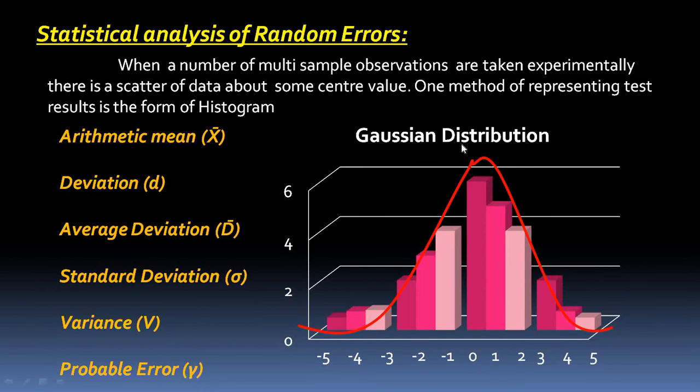Using the Gaussian distribution curve, we will calculate the probable error of the random error. For that, we have to calculate the following terms: arithmetic mean, deviation, average deviation, standard deviation, and variance, and then we can calculate the probable error. This is our Gaussian distribution curve. The number of readings taken are plotted like this. Here the x-axis is the number of readings taken, and the y-axis is the value of the reading.